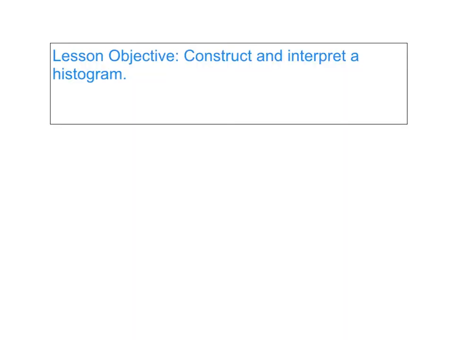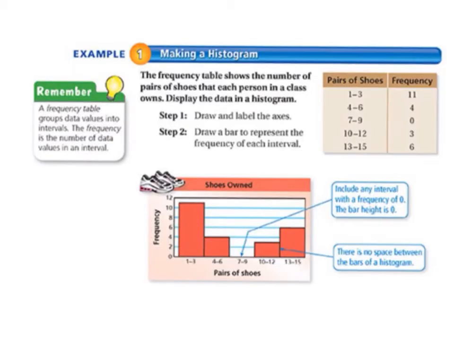Pause again while you write today's lesson objective in your math notebook. Today's objective is construct and interpret a histogram. Today we'll be starting on page 356 in your math textbook.